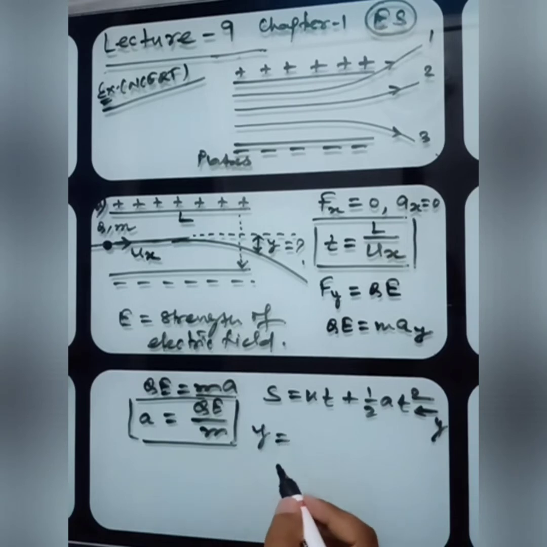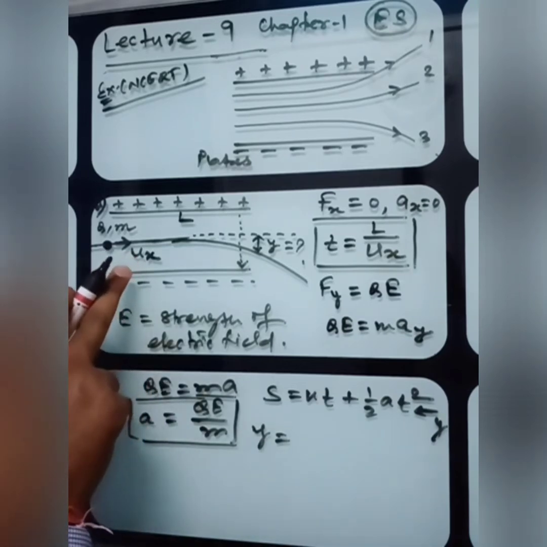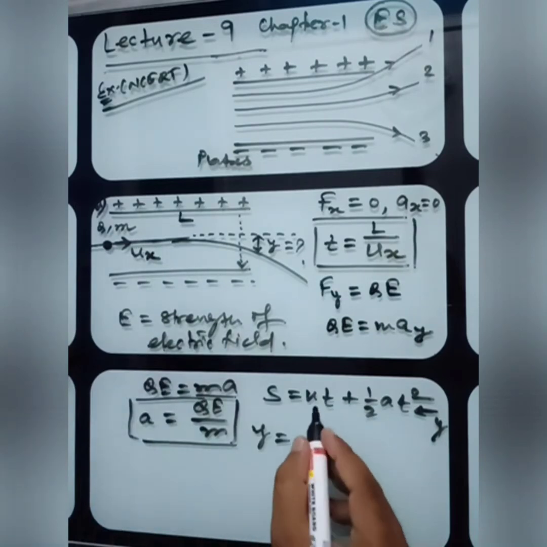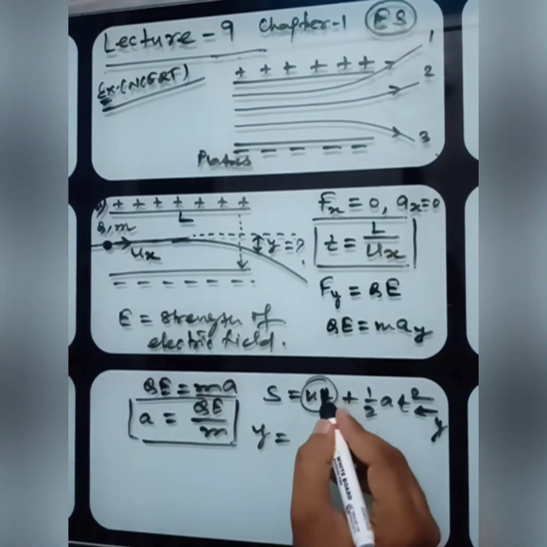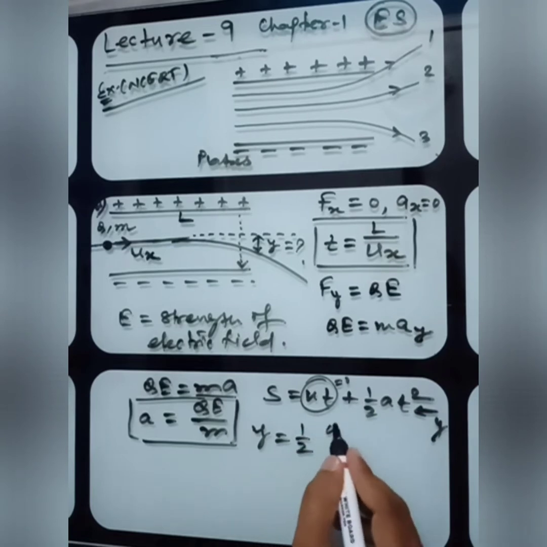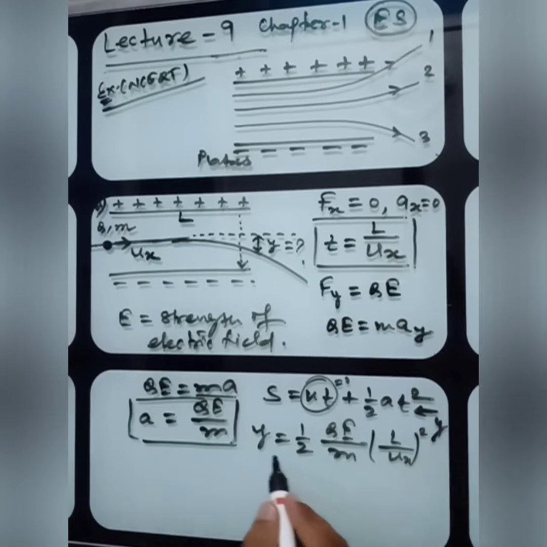Y. The initial velocity along the y-axis is 0, since the initial velocity was taken along the x-axis. So the initial velocity along the y-axis will be 0, so this term is gone. Now half a, we have qE by m, t square, how much? L by u square. So this is the vertical deflection y that you have to calculate.